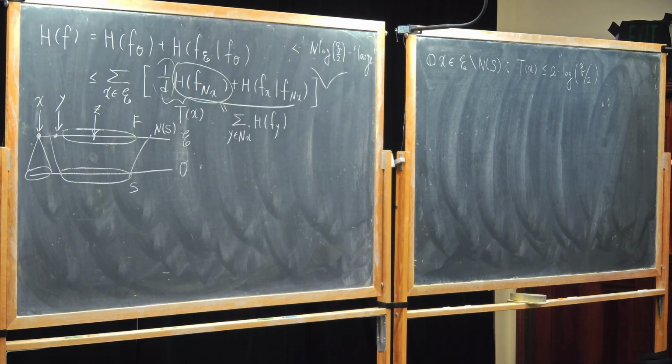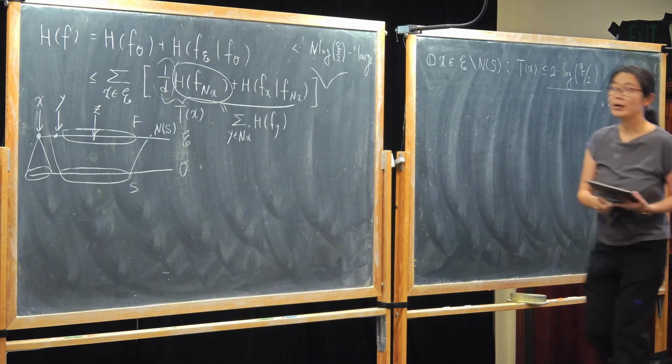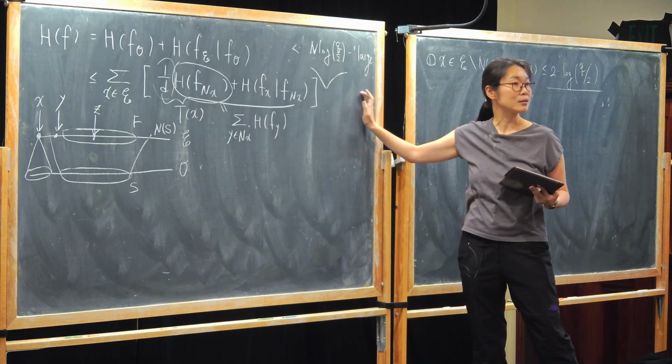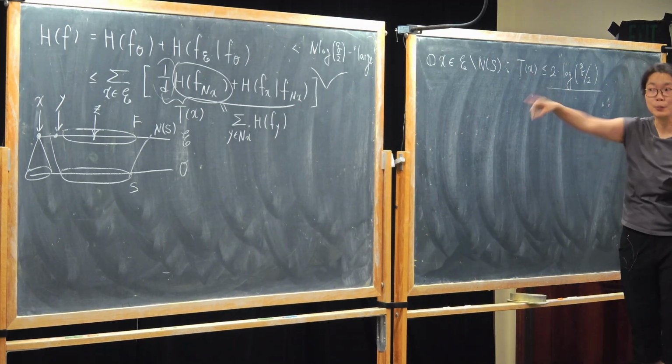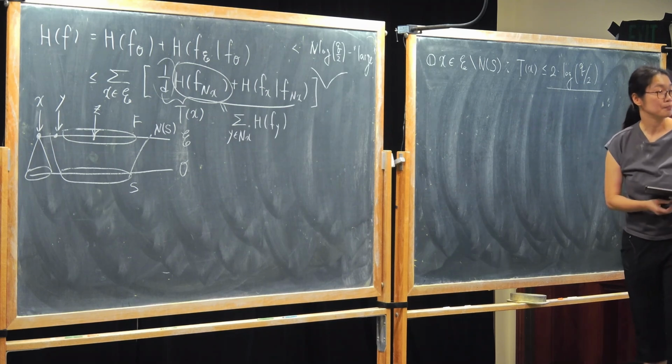Are we OK? OK. And then this is our benchmark. If we achieve this bound for everybody, then we'll have this, but not this. So our goal is to beat this bound using the properties of the containers.